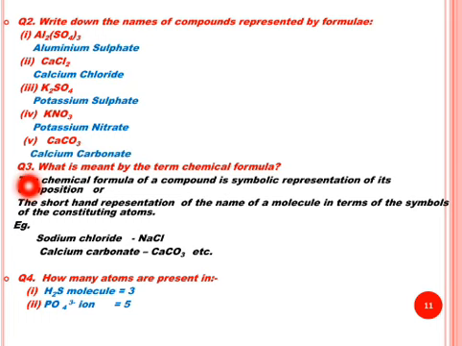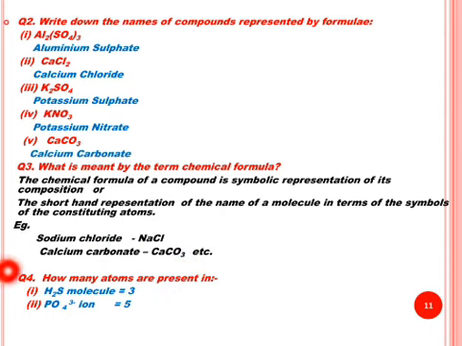See question number 3. What is meant by the term chemical formula? Students, I am sure that you have learned the definition of chemical formula. Yes, what is the definition of chemical formula? The chemical formula of a compound is a symbolic representation of its composition, or it is the shorthand representation of the name of a molecule in terms of the symbols of the constituent atoms. For example, formula of sodium chloride NaCl, chemical formula of calcium carbonate CaCO3. You can write examples of other compounds also.